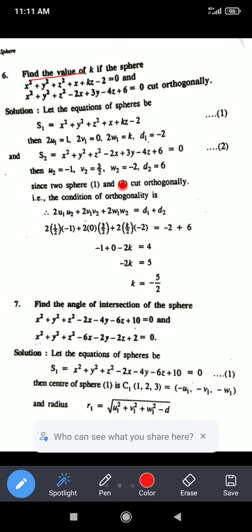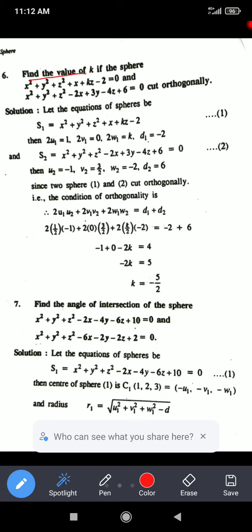Here, 2u2 is equal to minus 2. The 2s get cancelled, we get u2 equal to minus 1. And 2v2 is equal to 3, then v2 is equal to 3 by 2. Next, 2w2 is equal to minus 4, then the 2s get cancelled, we get w2 equal to minus 2 only, and d2 is equal to 6. So these are the values for equations 1 and 2.